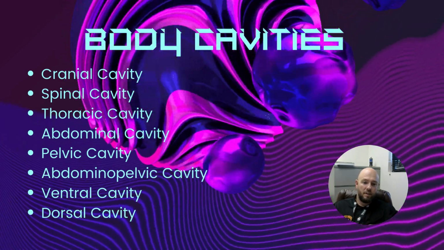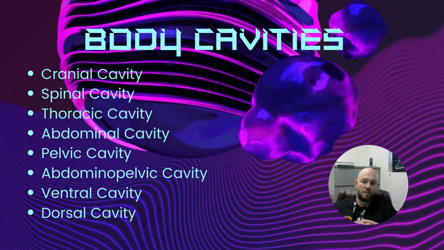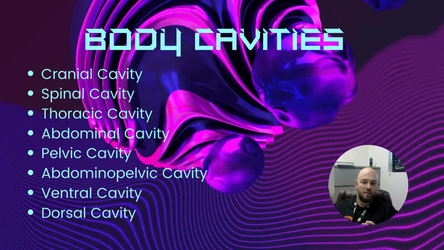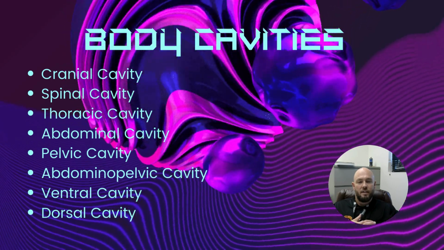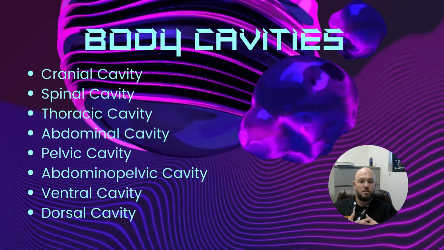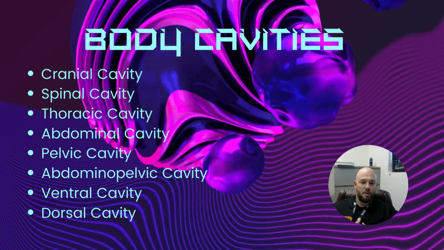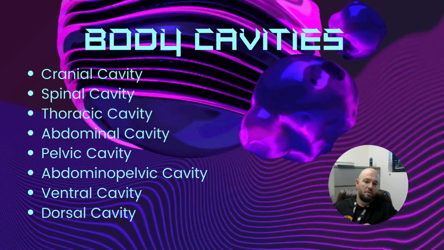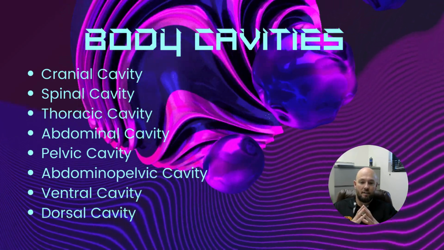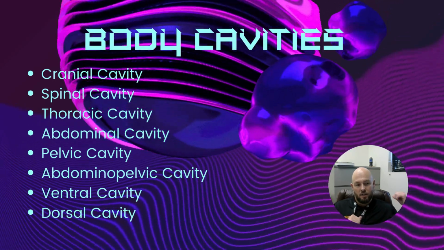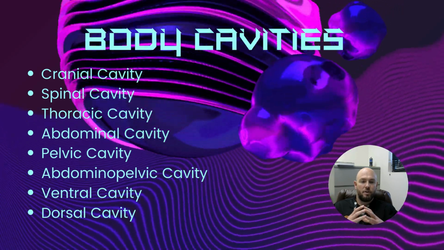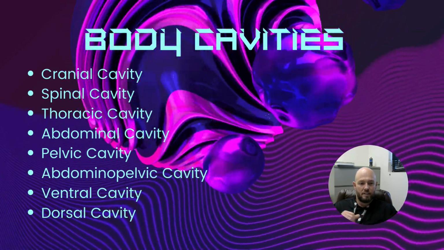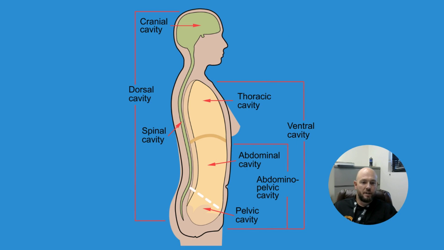Your abdominopelvic cavity is just kind of exactly what it sounds like. It's both your abdomen and your pelvis, everything inside there. Your ventral cavity, ventral is in the front, so it's your chest, your abdomen, and your pelvic cavity. Those make up your ventral cavity. And your dorsal cavity is from behind. You think of like a dorsal fin on a dolphin. Dorsal cavity is referring to your cranial and spinal cavity together. There's a nice little picture of these cavities we just went over.